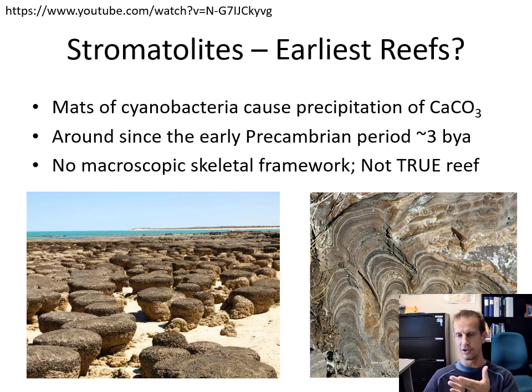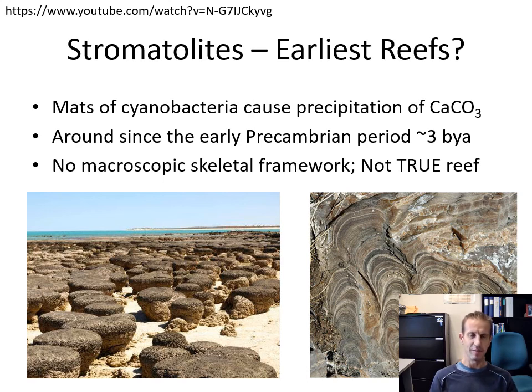And if you saw through one of them, you can see all the different layers of microbial accretion of the reefs. So these stromatolites, we have fossil evidence of them forming up to 3 billion years ago, which is early in the Precambrian period. Life had only been around for a few 100 million years at that point.